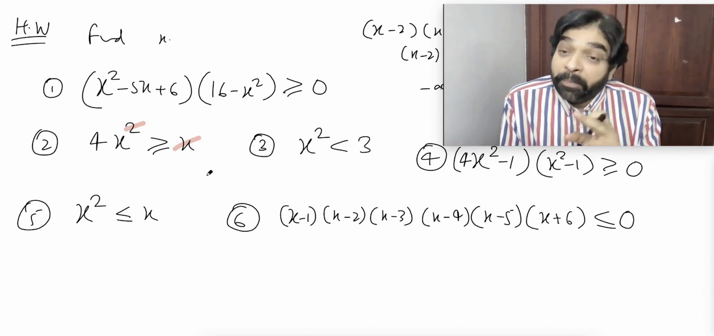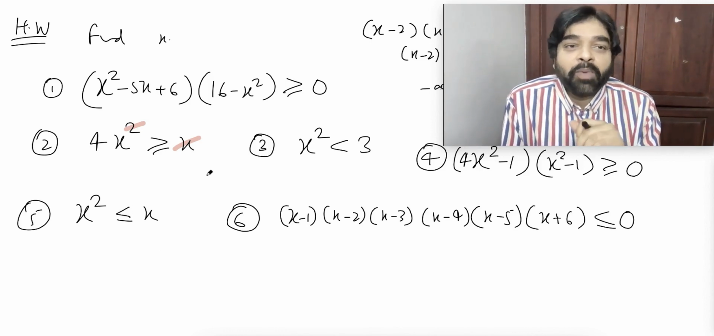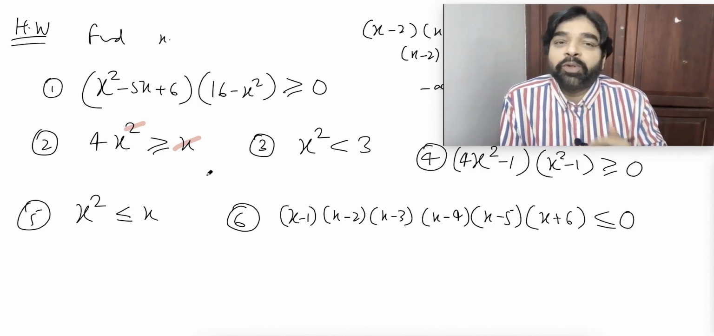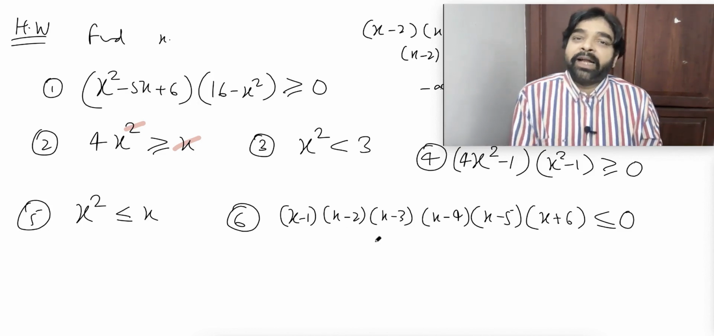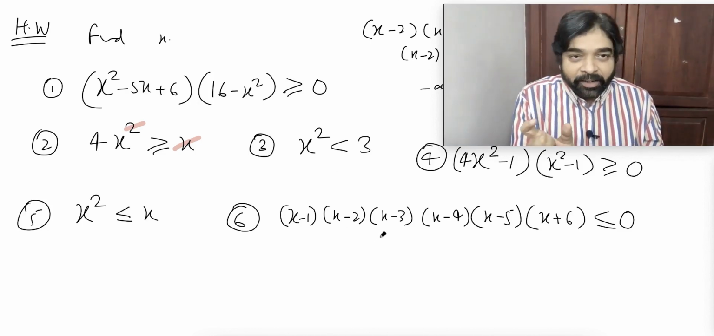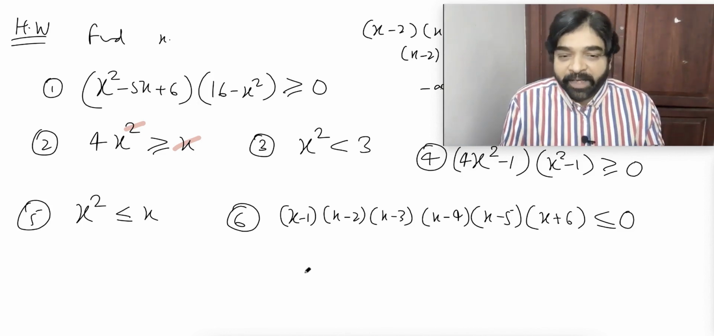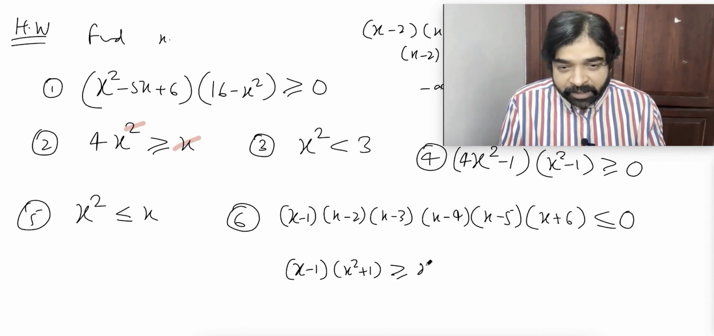Why so? Because I don't know whether x is positive or negative. Cancel means you are dividing. How can I divide if you don't know the sign of x? Have you understood? So never try to cancel a bracket which may change its sign. Listen to me very, very carefully. Suppose somewhere a question comes like this: x square plus 1 is greater than or equal to x square plus 1.